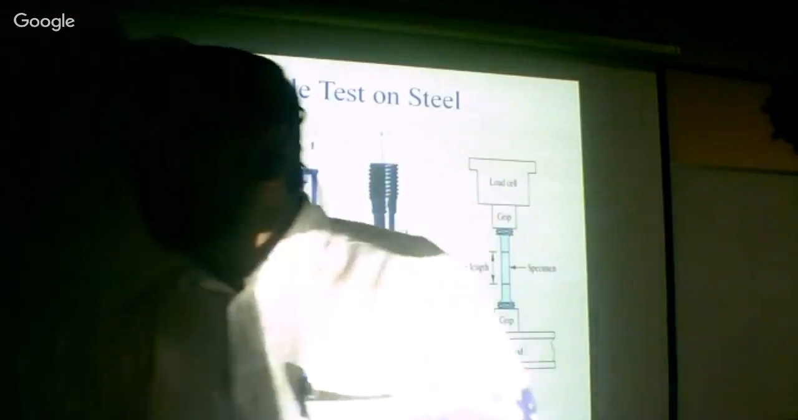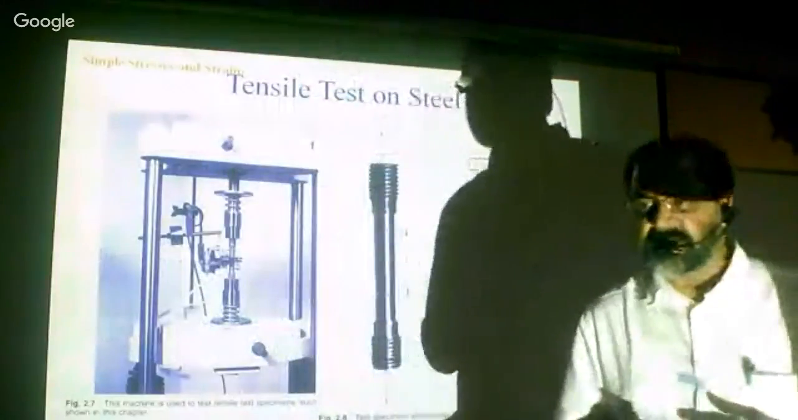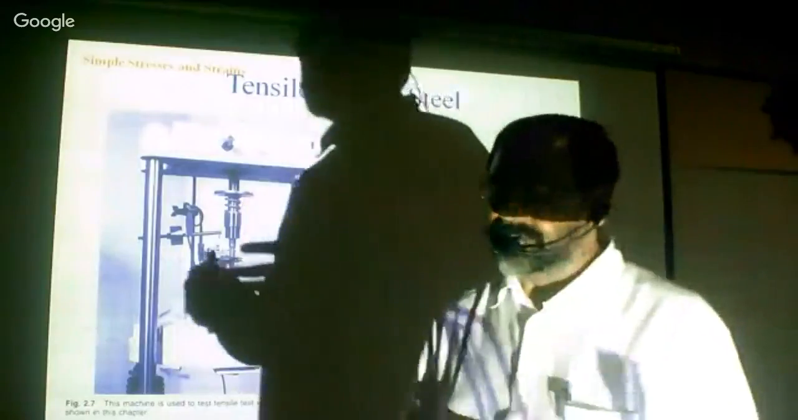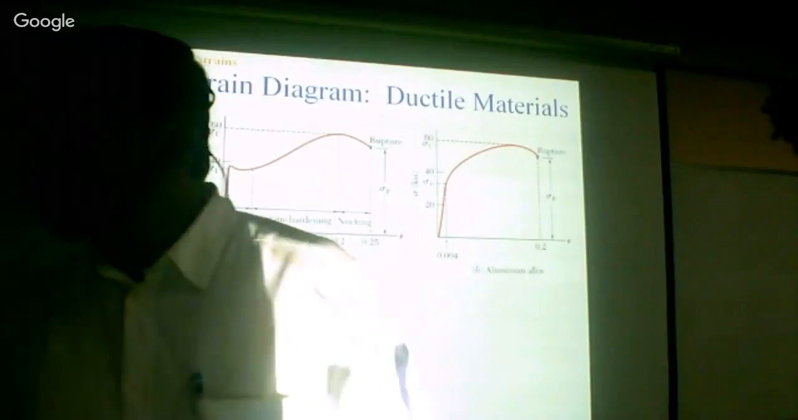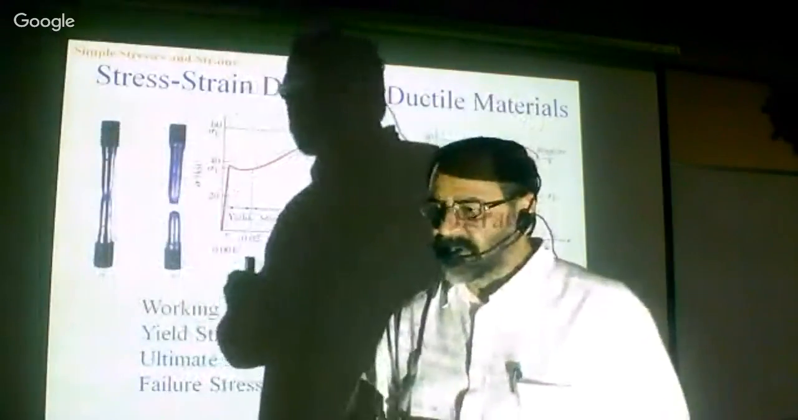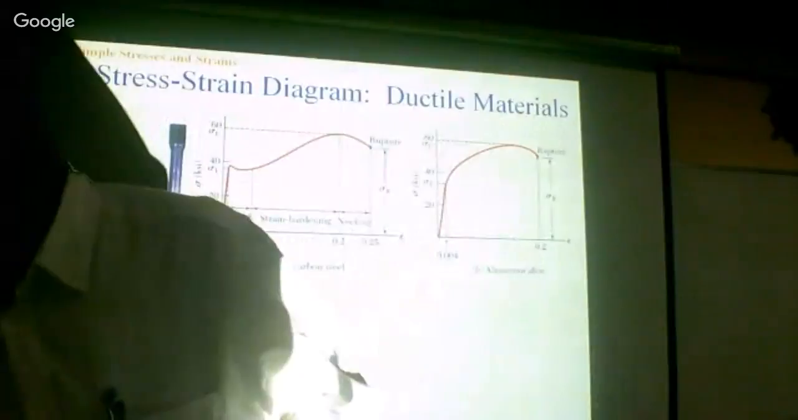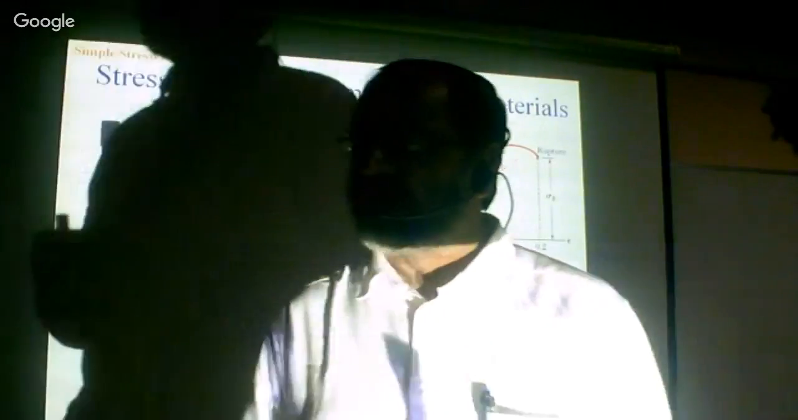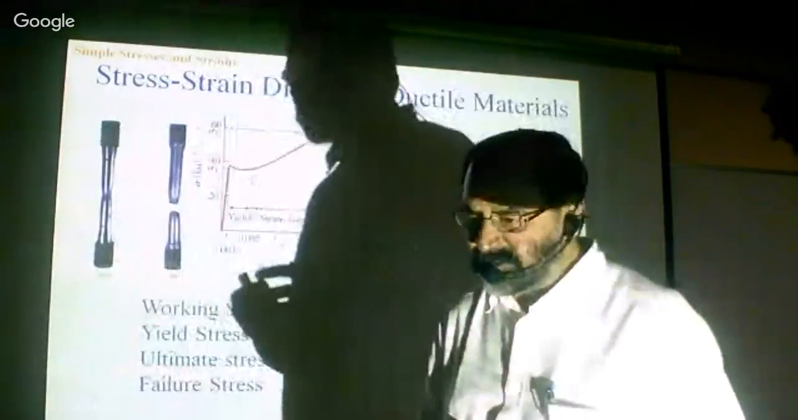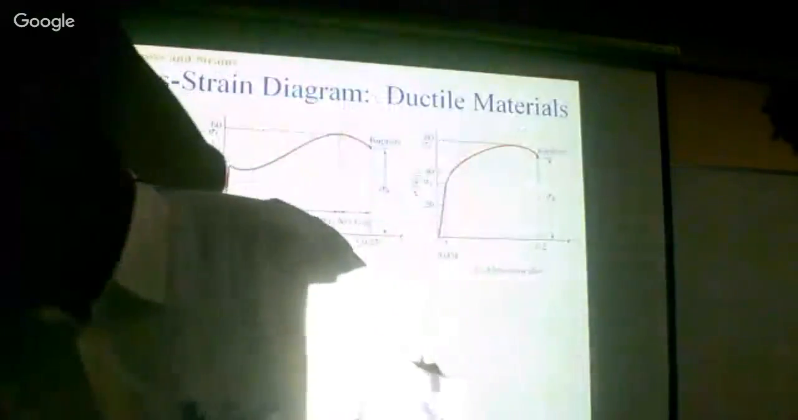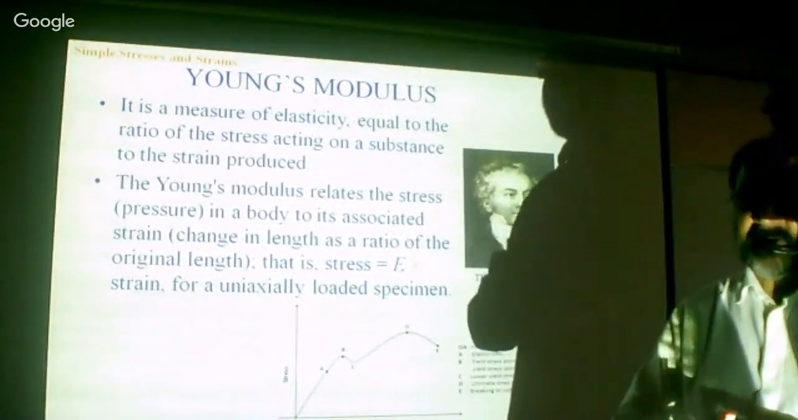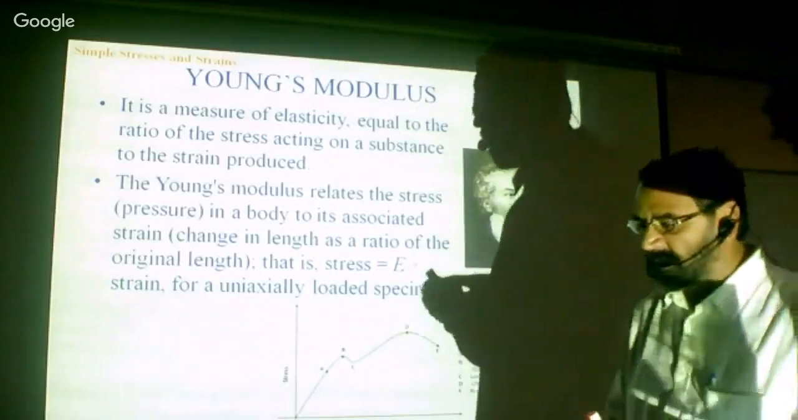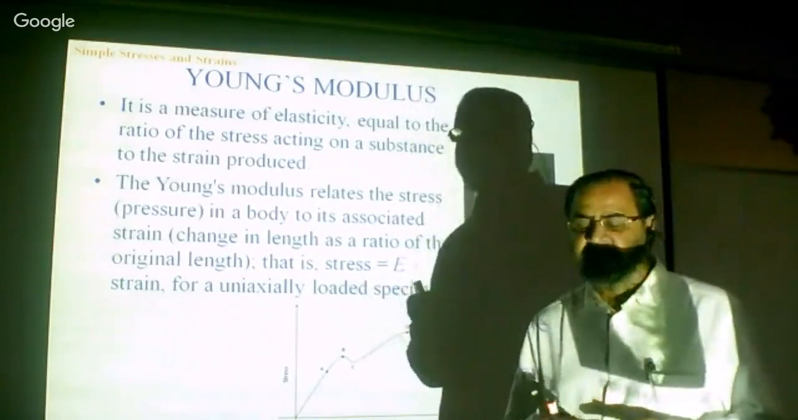We have also discussed the tensile test on steel, that is, the specimen, the compressive load, and how to calculate the stress and strain. We have also discussed the stress strain diagram for the ductile material, that is steel, MS material. We have discussed the working stress, yield stress, ultimate stress, then failure stress. Also, we have discussed Young's modulus. It is a property of the material, the elastic constant of the material.